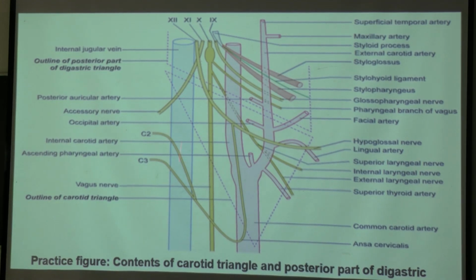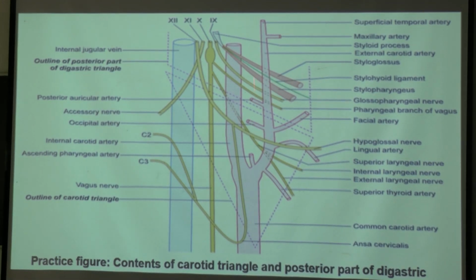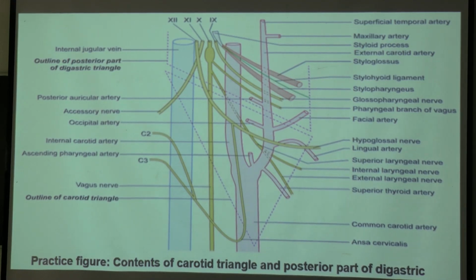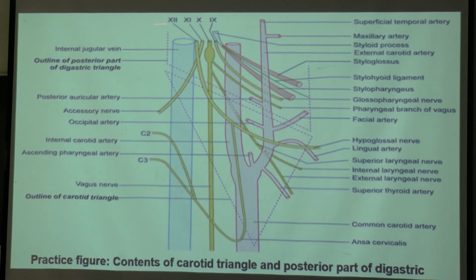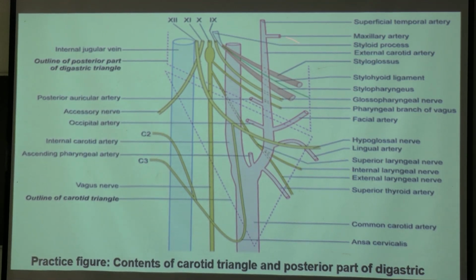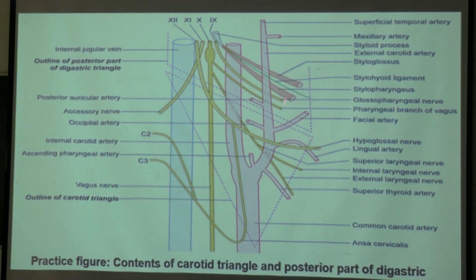And this is the internal jugular vein. In between the artery and vein lies this one, the vagus nerve. Okay, 10th cranial nerve. And see here, here is the 9th cranial nerve or glossopharyngeal. This was content of the digastric triangle.